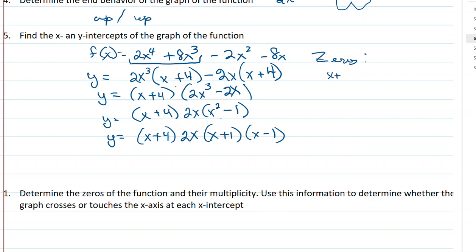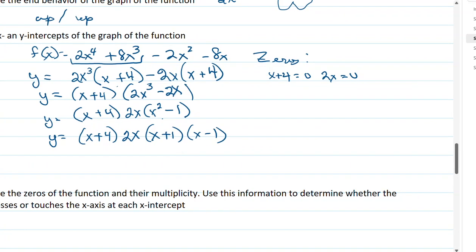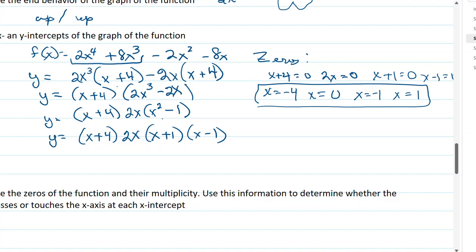So x plus 4 equals 0, x equals 0. X plus 1, that's a 0. X plus 1 equals 0 and x minus 1 equals 0. So this guy is x equals negative 4. X equals 0, because if I divide by 2, I get 0. Everybody good? X equals negative 1 and x equals 1. These are the zeros or x-intercepts.